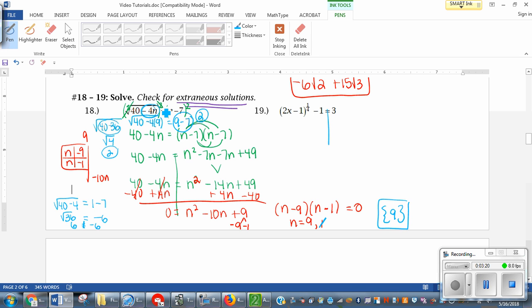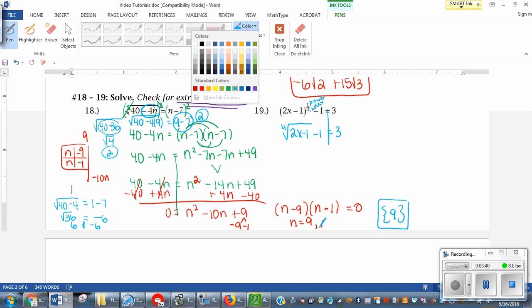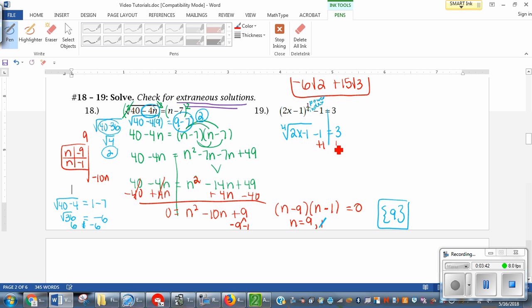So this goes back to the power and the index rule. Okay, so this is the power, this is the index. So if you want, you could even turn this into the fourth root of 2x minus 1. So first I want to get rid of that 1. I'm going to add it.